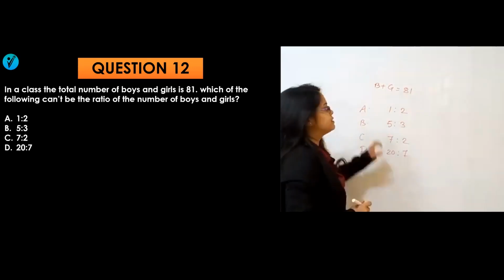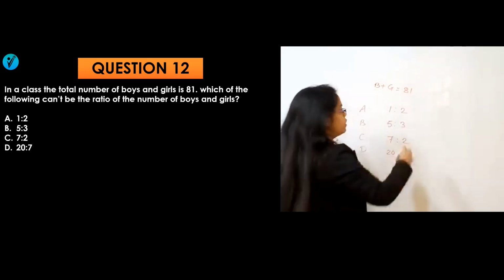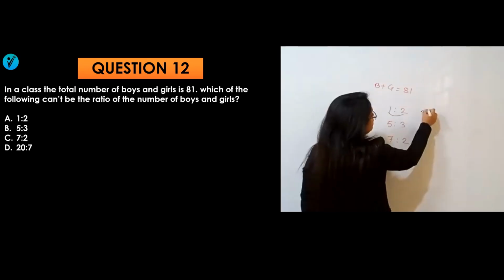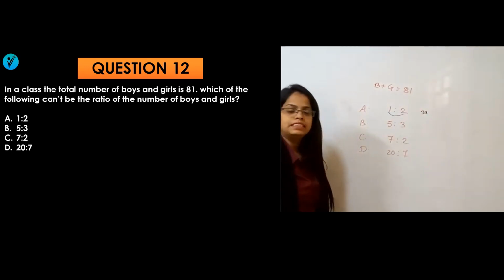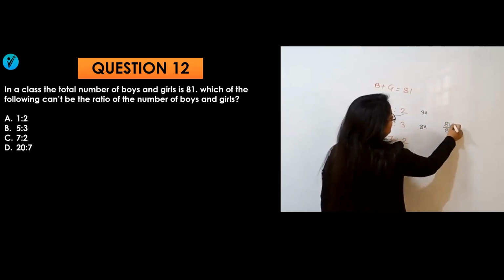So I know that the sum is 81, which means 81 should be divisible by the sum of the ratio. If you add 1 plus 2, that's 3x. That means 81 is divisible by 3. So of course this one can be the ratio. Similarly 5 plus 3, 8x. Is 81 divisible by 8? No.